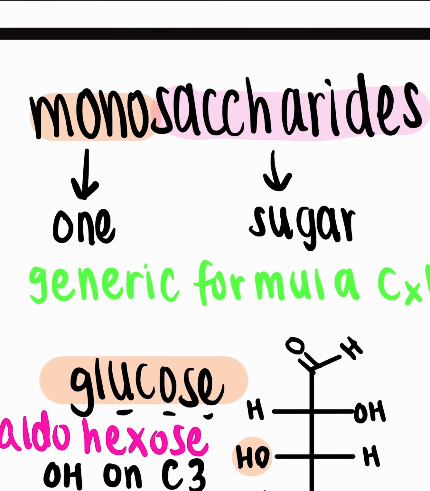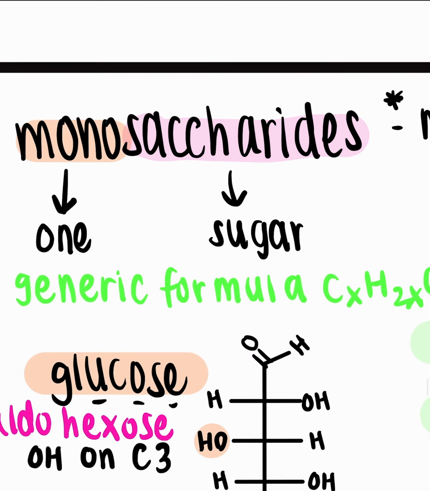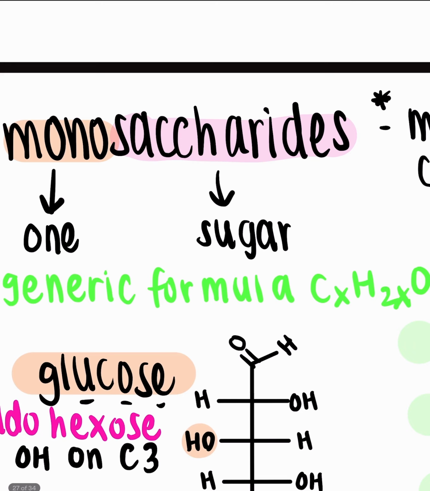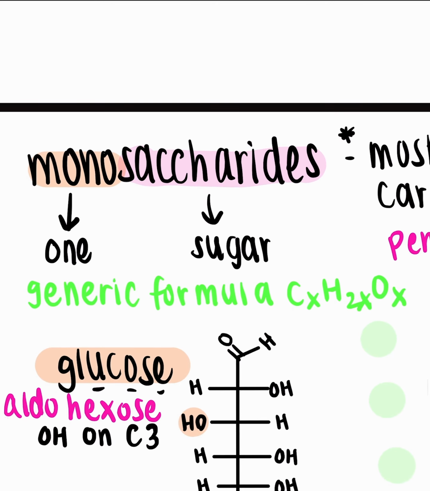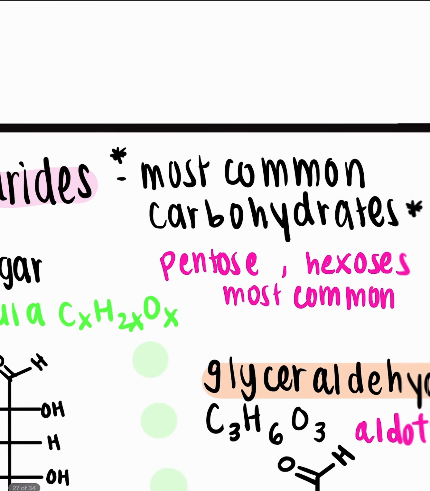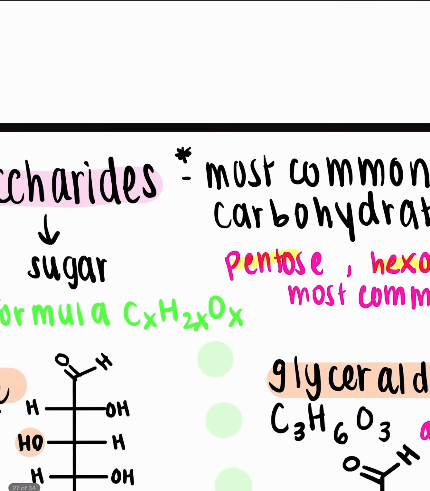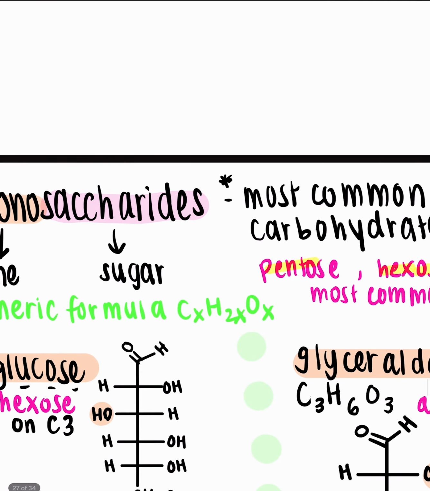So mono stands for one, saccharide stands for sugar, and the generic formula is CxH2xOx, even though it's kind of cut off. Again, monosaccharides are the most common carbohydrates, and pentoses and hexoses are the most common. Pentose is a 5-carbon sugar, hexose is a 6-carbon sugar. Again, ose is for sugar, hex and pent, you should know 5 and 6, refers to the number of carbons.